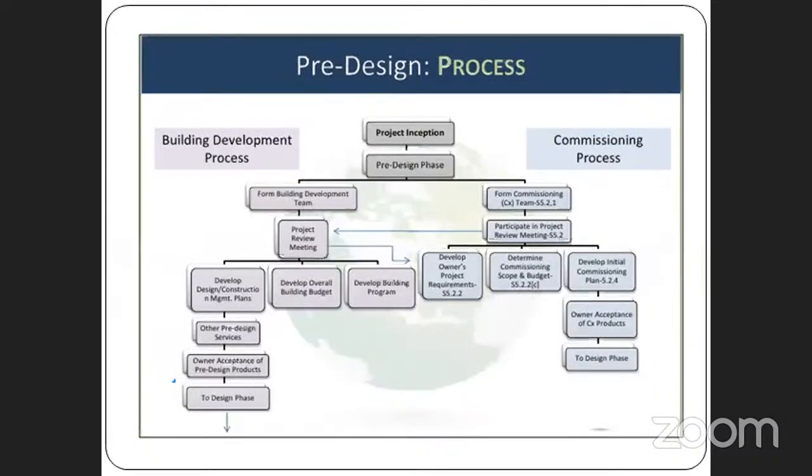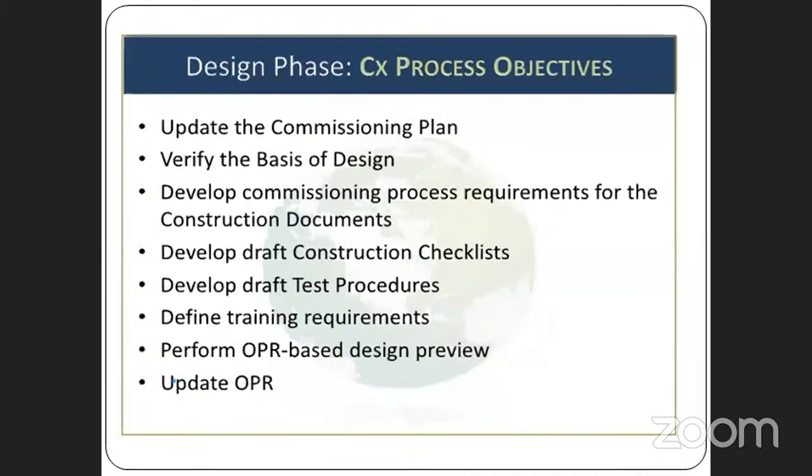So I have shown some flowcharts here. There should be two processes. One process is the building development process. The second one is the commissioning process. This commissioning process directly looks over the building development process in each stage. In every stage he should satisfy the owners.